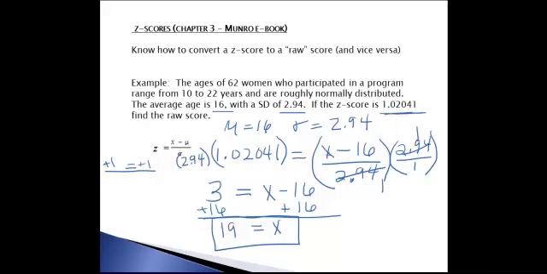So this would be 19, and that makes sense because it's a little bit more than 1 standard deviation away from the mean. And we know 1 standard deviation away from the mean is 16 plus 2.94, so 18.94, and 19 is a little bit more than 18.94. So hope that makes sense.